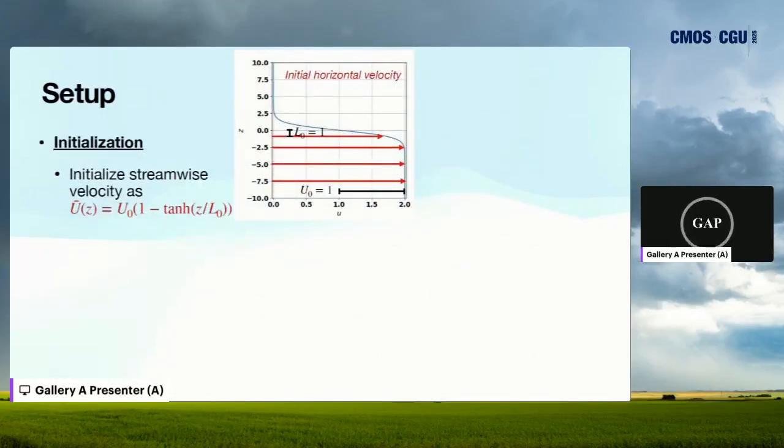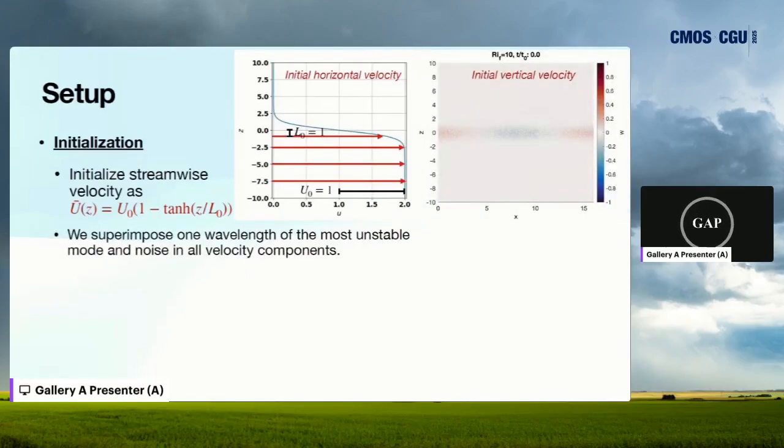Now that we have our code, we initialize our simulation with an initial streamwise background shear profile. We have this U bar, which is equal to U0 times 1 minus the hyperbolic tangent of z over L0. Setting the scales U0 and L0 to 1, we can think of our shear flow profile as being 0 above a certain level, and then going to 2 below that level, thus the velocity varies with height.